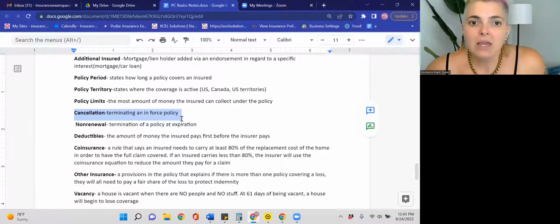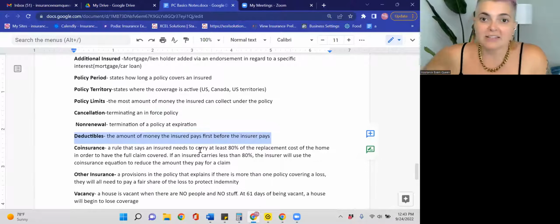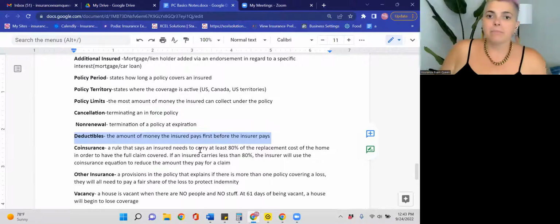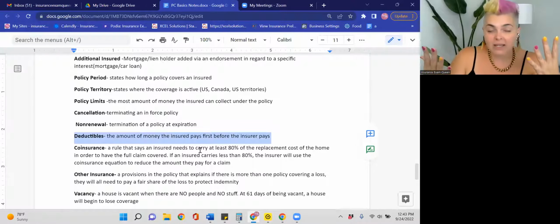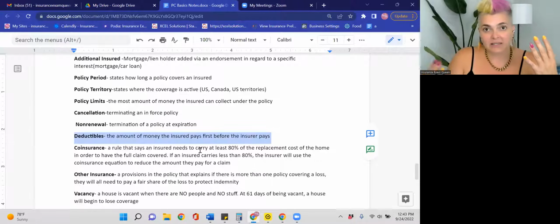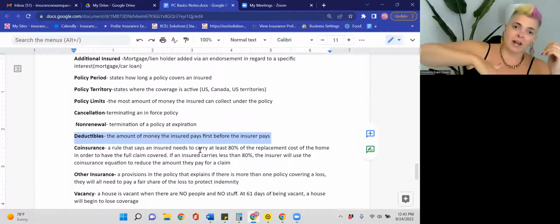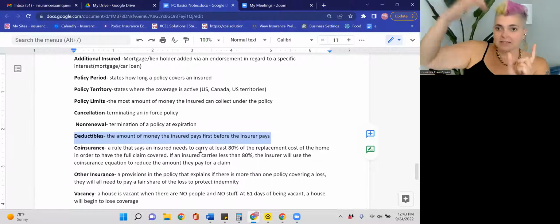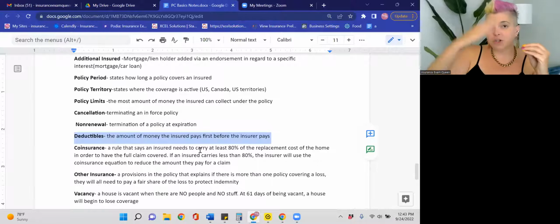Okay. A deductible is the amount of money that the insured pays first before the insurer pays. This is that retention. So retention is when I retain some of the risk. So retention could be all of it or some of it. A deductible implies some of it. Because if your whole house burns down, it's a $100,000 rebuild. You pay the first 1,000, they pay the rest. That's the deductible. I pay a little bit of the loss and then you pay the rest of it.